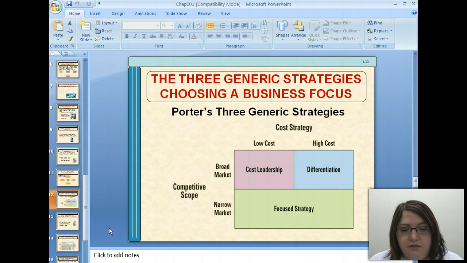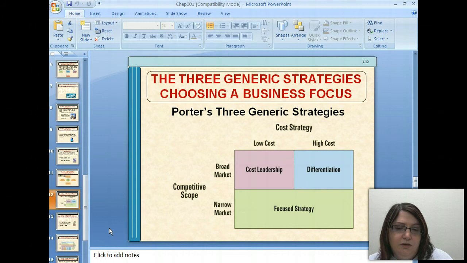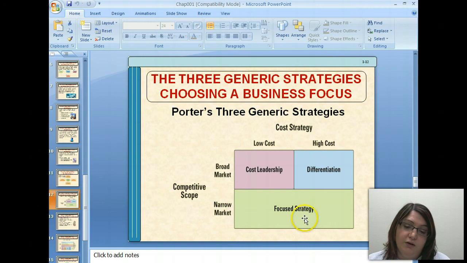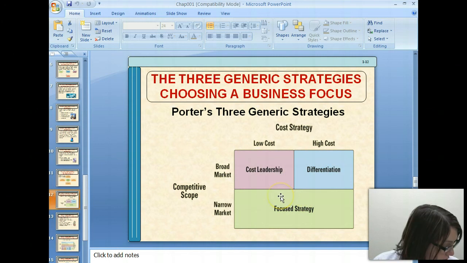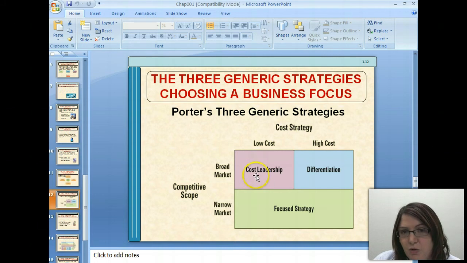Now, 3 generic strategies. Essentially, using the 5 forces, you're going to try to develop a strategy. You can either have a focus strategy where your market's narrow, or you can have a cost leadership or a differentiation strategy. In terms of examples, let's see. Up here, most of you probably know Walmart, McDonald's.